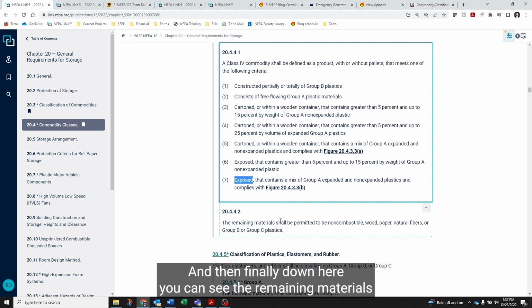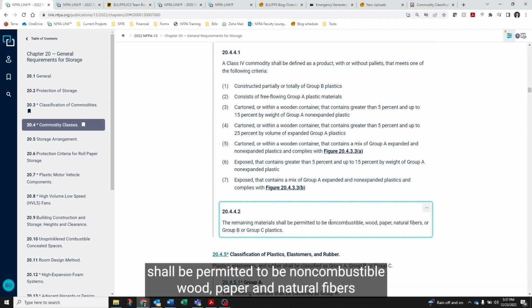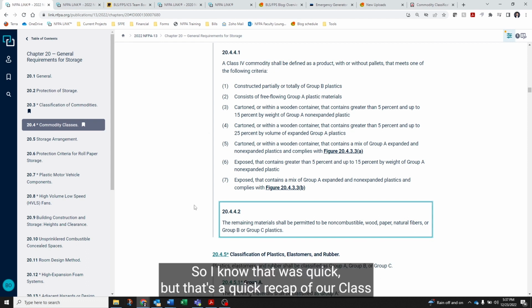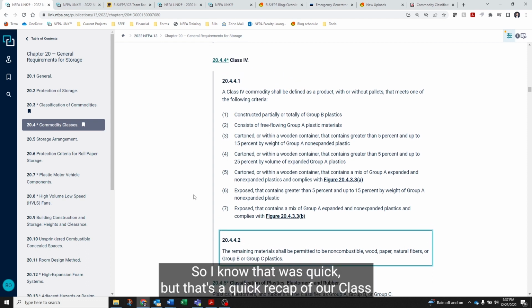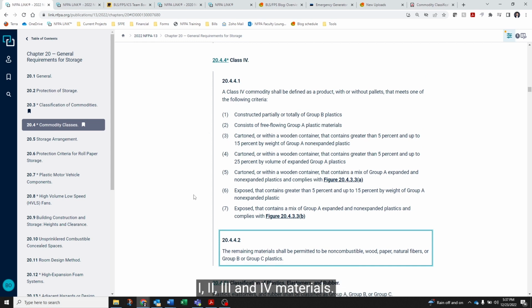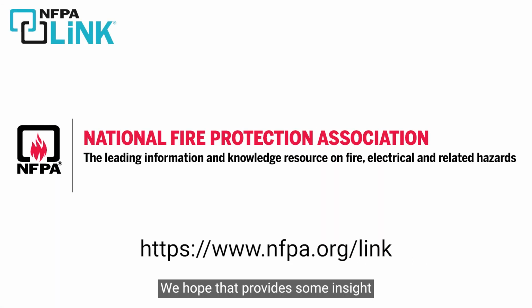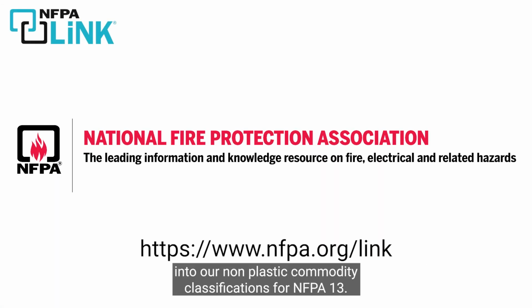And then finally down here, you can see the remaining materials shall be permitted to be non-combustible, wood, paper, natural fibers, or Group B or C plastics. So I know that was quick, but that's a quick recap of our Class 1, 2, 3, and 4 materials. We hope that provides some insight into our non-plastic commodity classifications for NFPA 13.